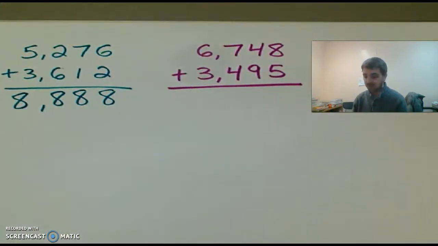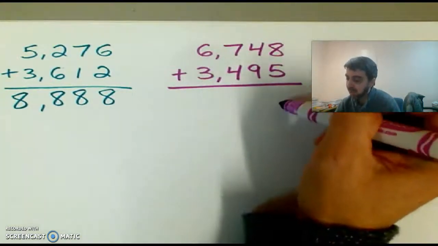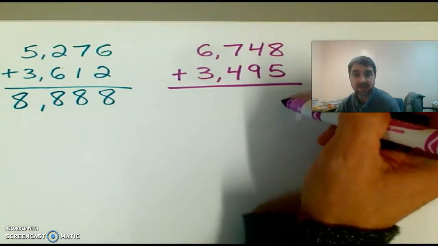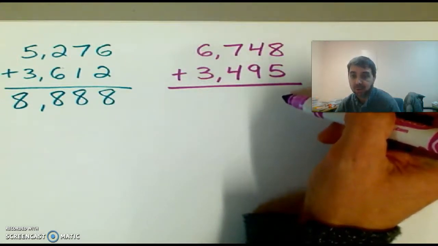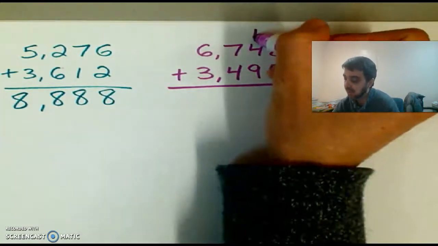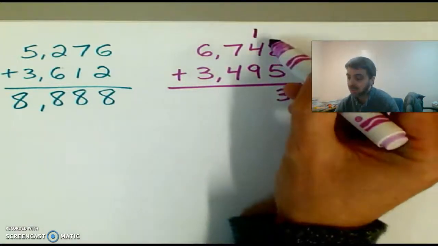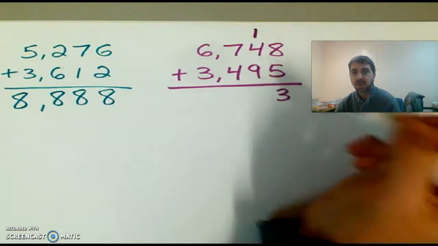Now, other problems, there's lots of regrouping. Regrouping means when you have too many, if you have more than 9 digits in any place value, you need to regroup. So let's take a look. So 8 plus 5 is 13. I can't put 13 in the ones place. I can't write it that way. So what do I do? I take 13 ones and turn it into 1 ten and 3 ones. So I turn 10 of those ones into a ten, and I put it over here.